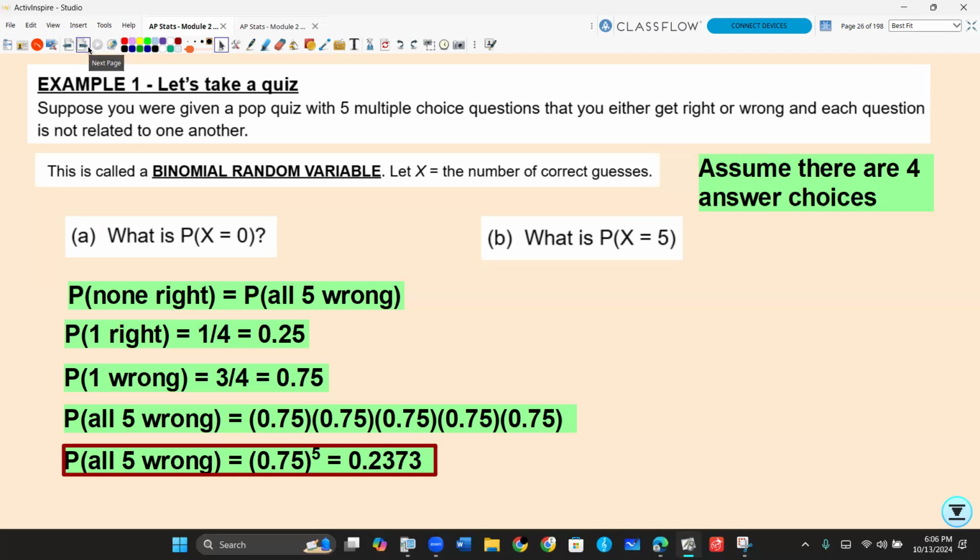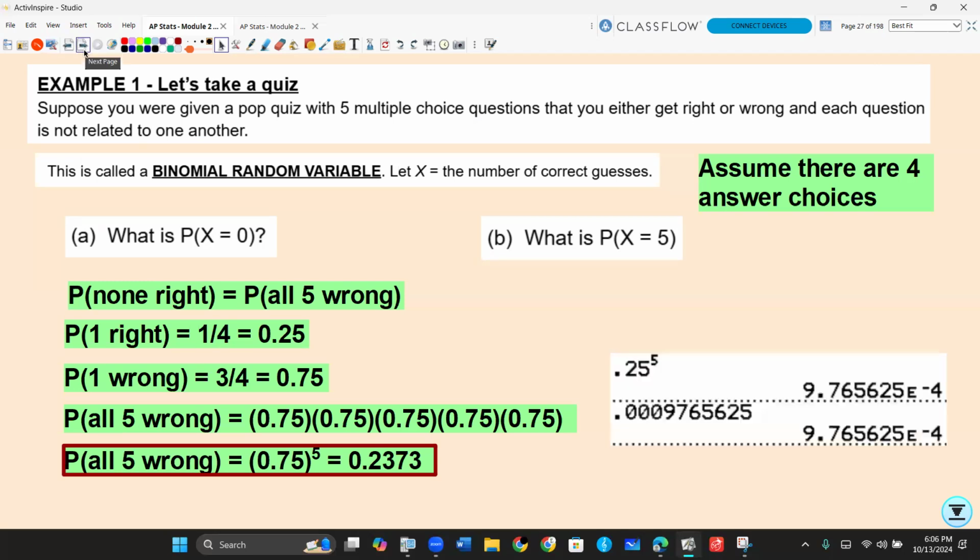So look at the question, part B. What's the probability of getting them all correct? 5 correct guesses. So in this case here, you do 0.25 to the 5th power, or 0.25 times 0.25 times 0.25 5 times. You're going to get a very small number.